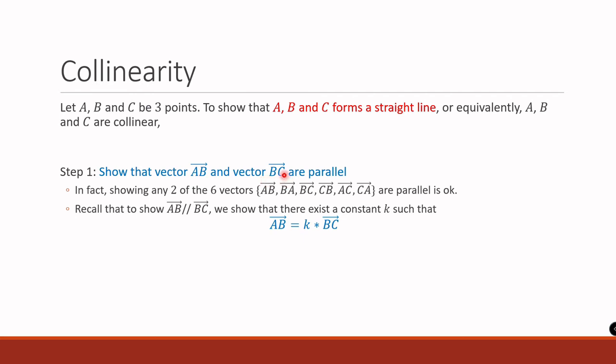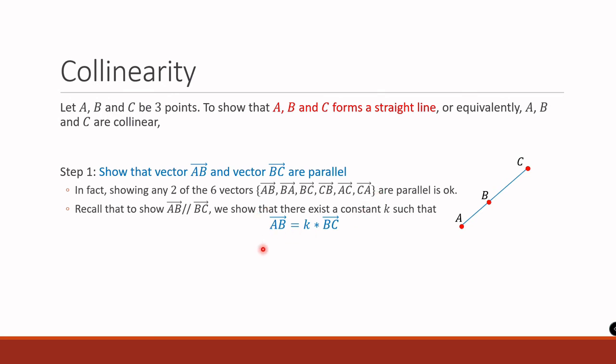Of course, in general it doesn't really matter which 2 points you use. What I did here is I take vector AB compared to BC, but it's actually okay to take, for example, vector AC compared to vector BC. Any 2 combination of the points is okay. So that's what I have written here.